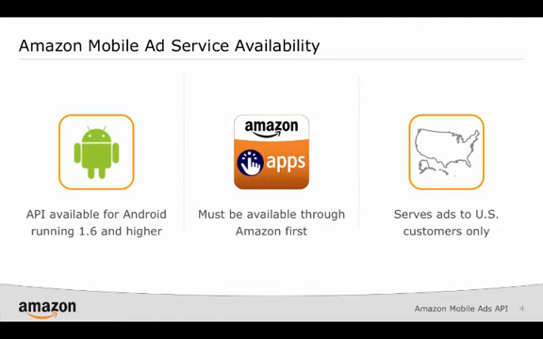The Amazon Mobile Ad Network supports apps and games running Android 1.6 and higher on phones and tablets, including Kindle Fire and Kindle Fire HD tablets. After you submit your app to the Amazon Mobile App Distribution Program, you can distribute your app through other Android app stores and still take full advantage of the Mobile Ads Network. Currently, the Amazon Mobile Ad Network serves ads only to U.S. users, but developers from any country can use the API in their apps that target the U.S. market.